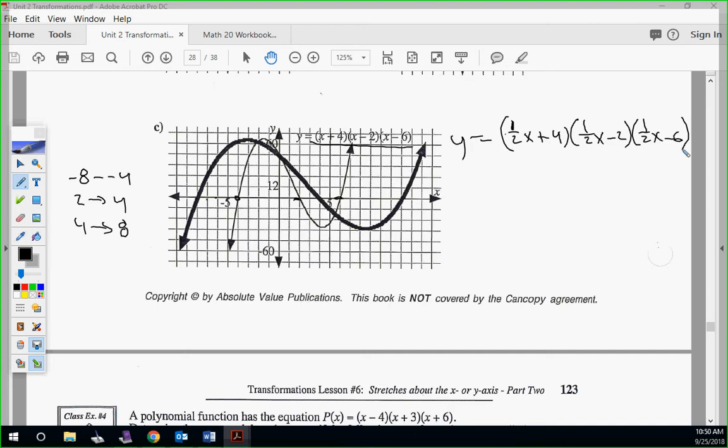So you can leave it like that if you want. You could also simplify it in the sense that you could pull out 1/2 of all 3, so you don't have the 1/2s there. And that would get you a 1/8 out in front, because 1/2 cubed. I'm fine with that. It doesn't appear there's any vertical stretch.